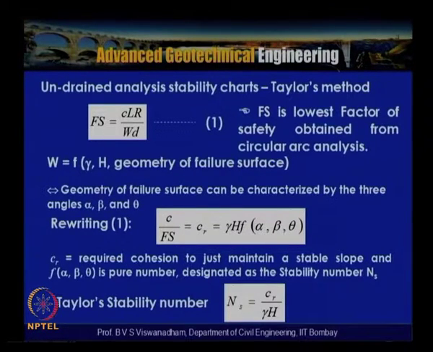and theta. Rewriting, we can write C by factor of safety, indicated as Cr, equal to gamma h into a function of alpha, beta, theta, which is the so-called geometry of the surface. So Cr is the required cohesion to just maintain a stable slope, and the function of alpha, beta, theta is a pure number designated as the stability number Ns. This is the stability number put forward by Taylor in 1948. So Taylor's stability number is given as Ns equal to Cr by gamma h.